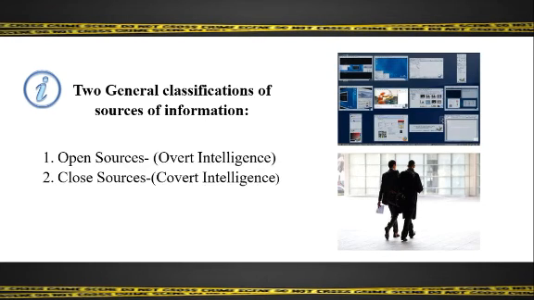Next, two general classifications of sources of information. First is the open sources and the second is the closed sources. The open sources, often called overt intelligence, cover 99% of the information collected. So now what do you mean by overt intelligence? It is the gathering of information or documents procured openly without regard as to whether the subject or target became knowledgeable of its purpose.